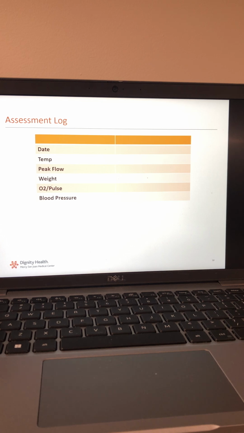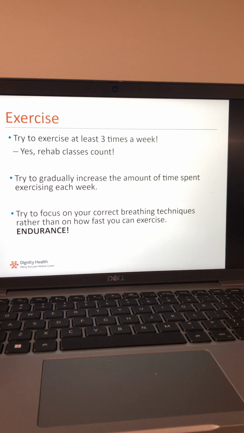So this is what your log looks like. The date, your temperature, your peak flow, your weight, your saturation and your pulse, and your blood pressure. Exercise is going to keep you healthy. Your goal is to exercise a minimum of 3 times a week, and the rehab classes count. Try to gradually increase the amount of time spent exercising each week. Focus on your correct breathing techniques rather than on how fast you can exercise. You want endurance.